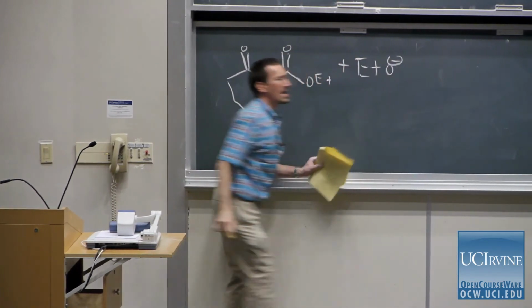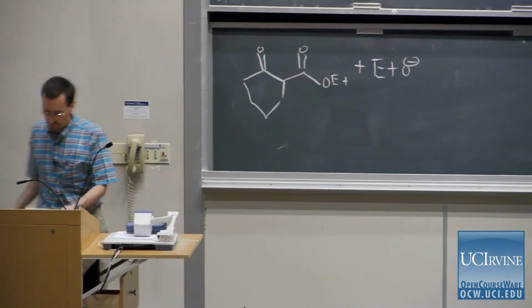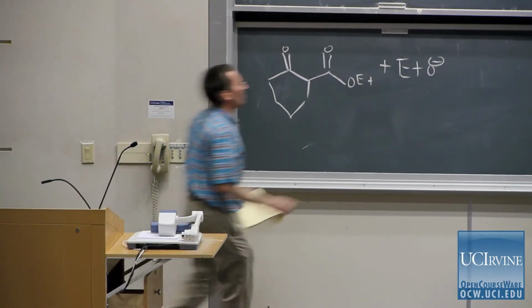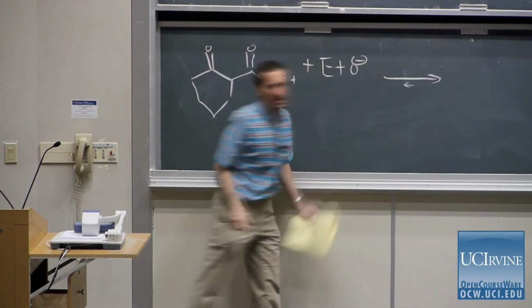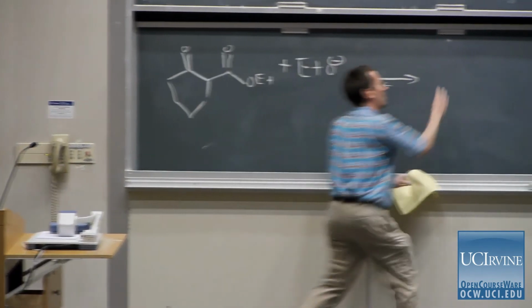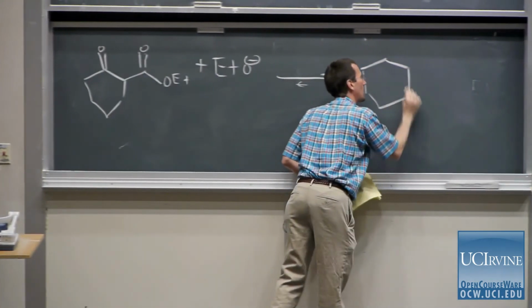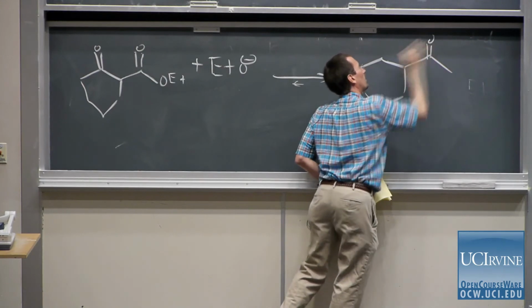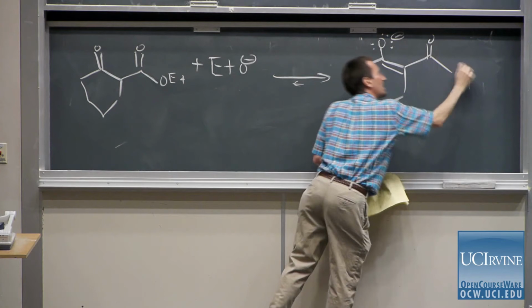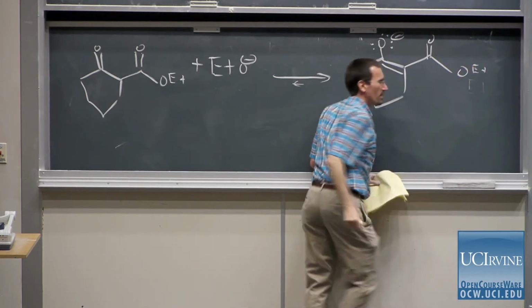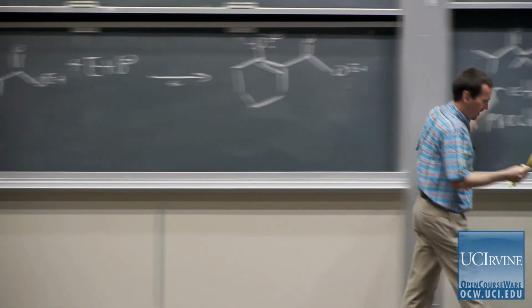Plus ethoxide. Not going to draw in all my lone pairs of electrons. And that final step, that equilibrium that lies way, way, way, way, way to the right, pulls off the proton, generates our enolate. If you don't like the way I draw my enolate, draw the negative charge on the alpha carbon. All right.